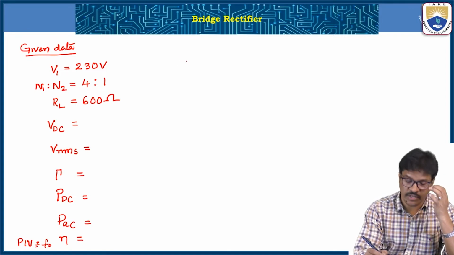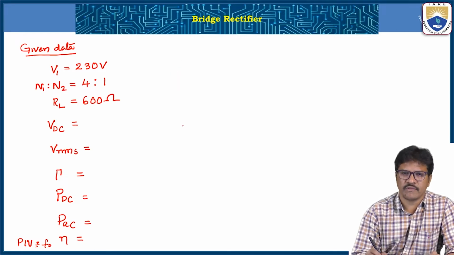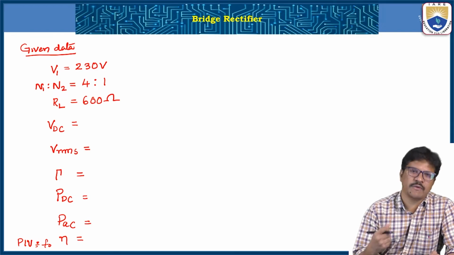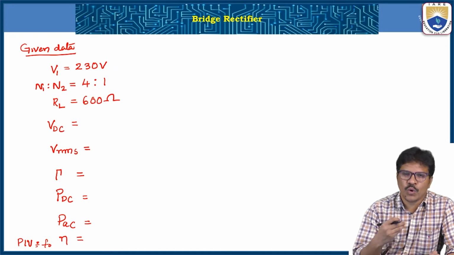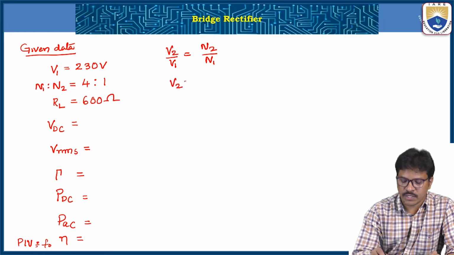How to find the first parameter, the DC voltage or average voltage for the bridge rectifier? Similarly, we know the formula that VDC is equal to Vm by pi. What we require is Vm. Where will we get Vm? Vm is obtained from the secondary voltage V2. How to get V2? We know the parameters V1 and N1, N2. The relationship between the primary and secondary voltage is V2 by V1 is equal to N2 by N1, so V2 is equal to N2 by N1 into V1.